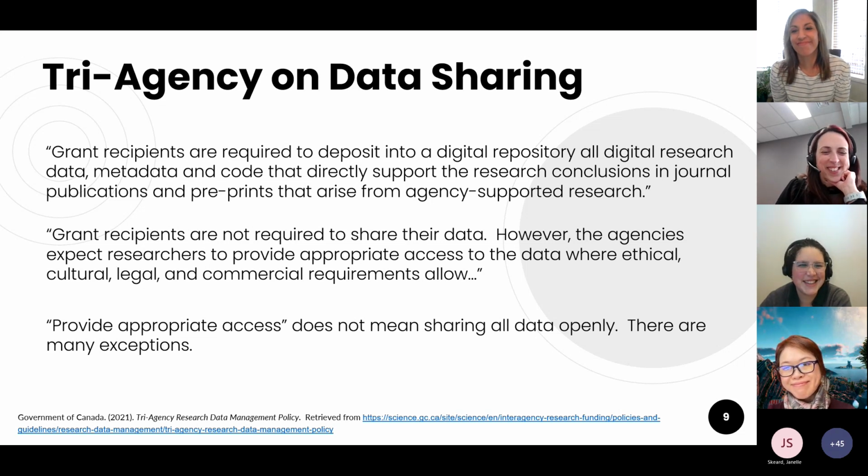I got kicked out. So I think you did a great job describing what's on this slide. Just a final reminder: providing appropriate access does not mean sharing data openly. There are lots of exceptions, and the tri-agency policy acknowledges that. So those of you who are worried that, oh no, I can't share my data, this is acknowledged within the policy.